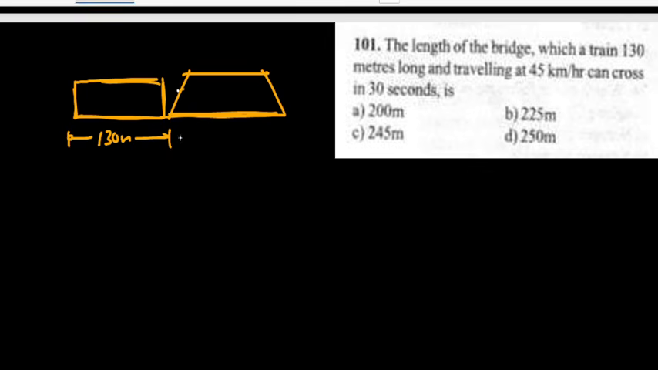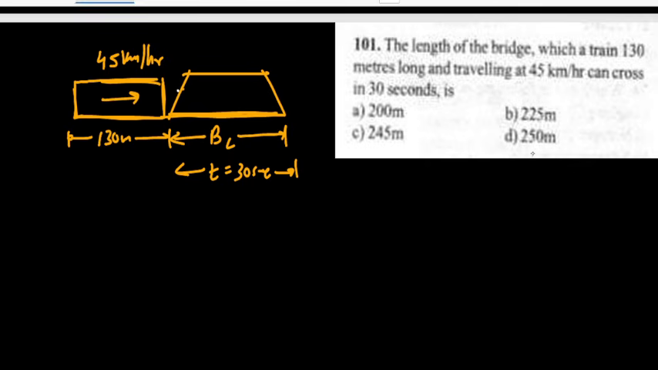Do we know the length of the bridge? We do not know. So let's assume that the bridge length is BL. It is traveling at 45 kilometers per hour. So this train is traveling at a speed of 45 kilometers per hour and crosses in 30 seconds. So to cross this entire bridge, it takes how much time? 30 seconds. So what is the length of the bridge they are asking? Okay, let's get the length of the bridge.